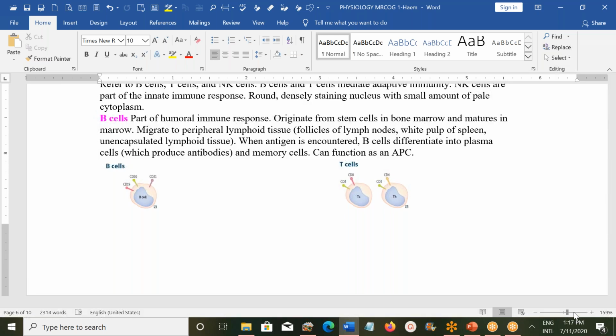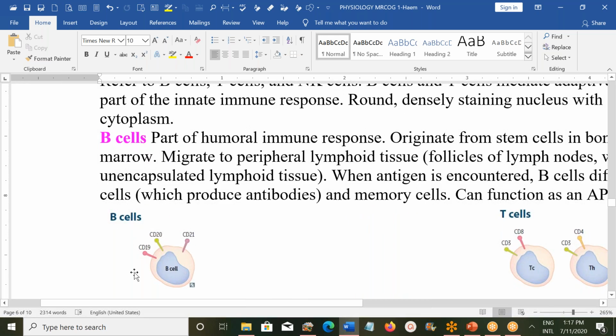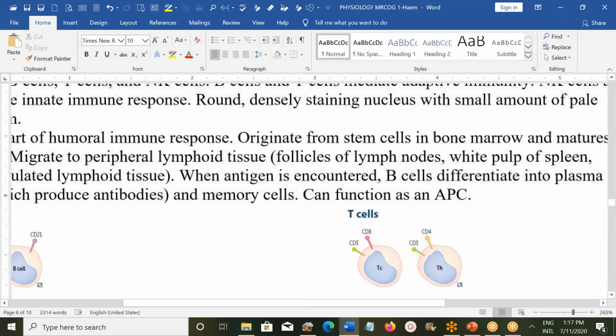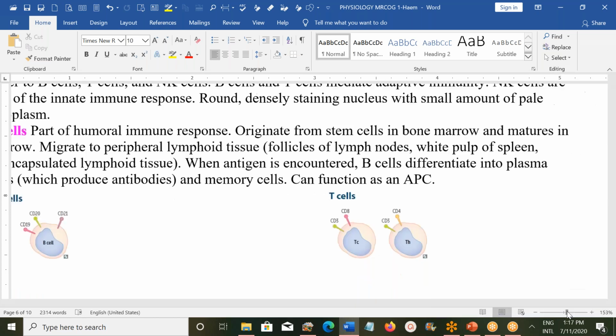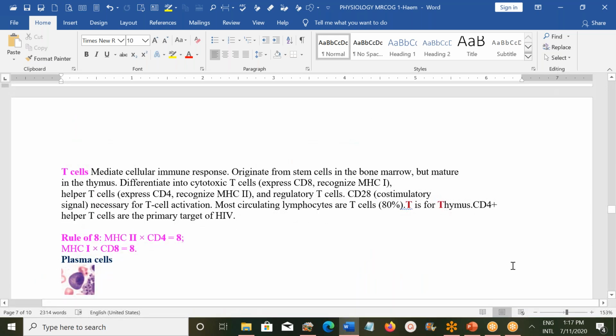If we look at the B cells, they have certain surface receptors: CD19, CD20, and CD21 on their surface. Now look at the T cells. As you know, there are two different types: cytotoxic cells, which have CD3 and CD8 receptors on the surface, and T helper cells, which have CD3 and CD4 on the surface. These things are very basic and you should remember them.